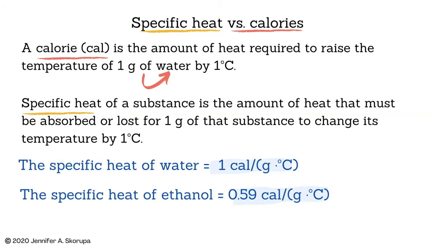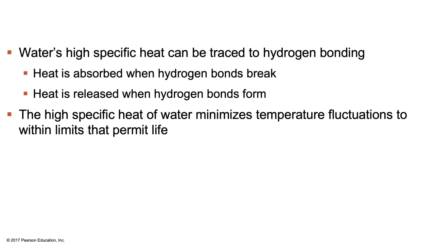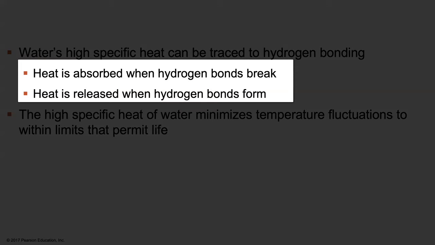Water resists changing its temperature because of its high specific heat. And water's high specific heat can be traced to hydrogen bonding. And this is because of the ability for hydrogen bonds to absorb and release energy. Heat is absorbed when hydrogen bonds break, and heat is released when hydrogen bonds form. Another way to say this is to break bonds, we need to add heat to them.